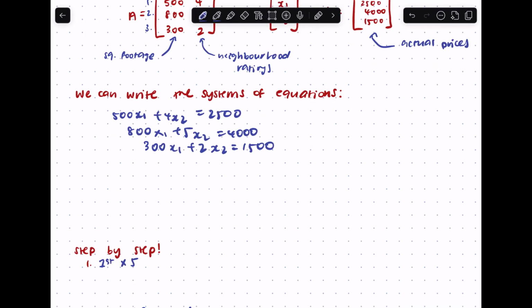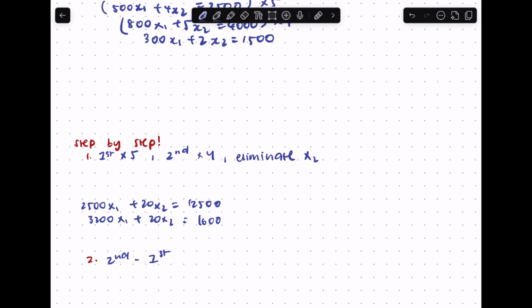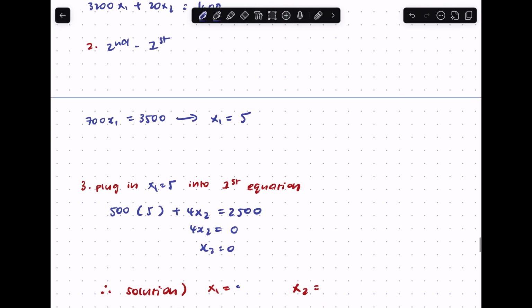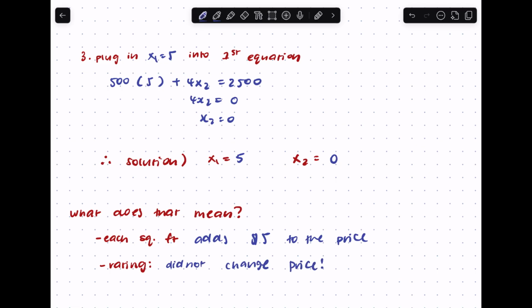Take the first 2 equations, multiply the first equation by 5 and the second by 4 so we can eliminate x2. Subtract the first from the second, then plug x1 equals 5 into the first equation. So our solution is x1 equals 5, x2 equals 8. This means each square foot adds $5 to the price, and in the simple example, the neighborhood rating didn't change the price. By solving Ax equals b step by step, we can see how linear algebra turns apartment features into a simple model for predicting prices.